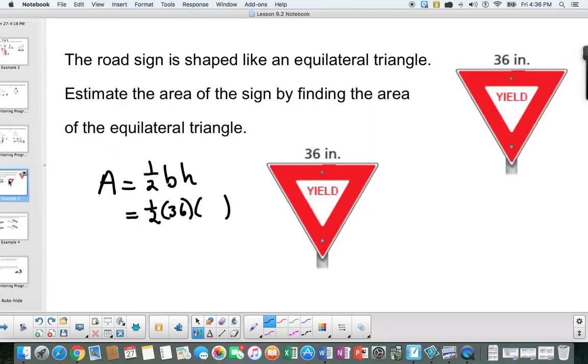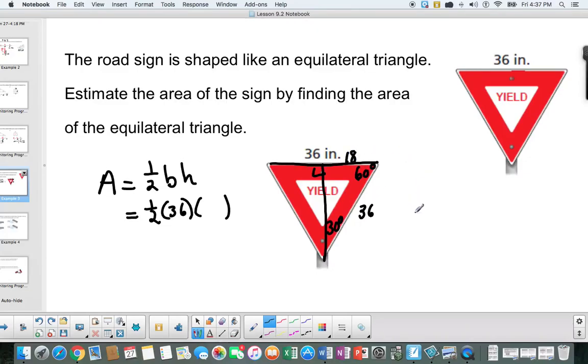Okay, equilateral triangle. They're wanting us to find the area of the yield sign. So I drew it twice. This is going to be my base, and that's going to be 36. And so really what I need is the height right here. I need the height to put it in to find my area. Now remember, this is 60, and this is 30. And this is 36 because it's an equilateral triangle, and I know this is 18.